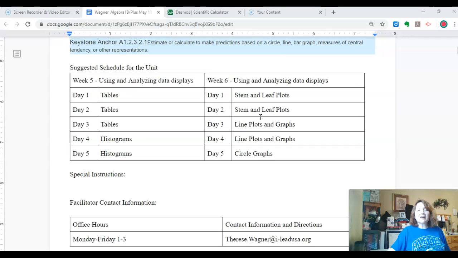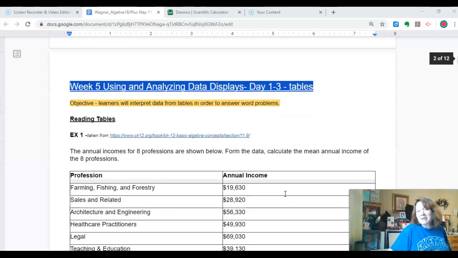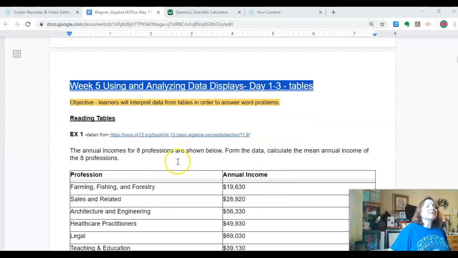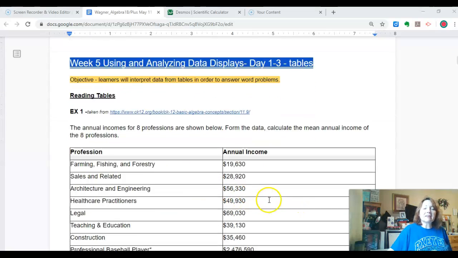Moving along, this is our week 5 and week 6. We're going to look at tables, and then all different types of data displays. So you might be happy about that. I don't know. The first thing that we're going to look at is reading a table.